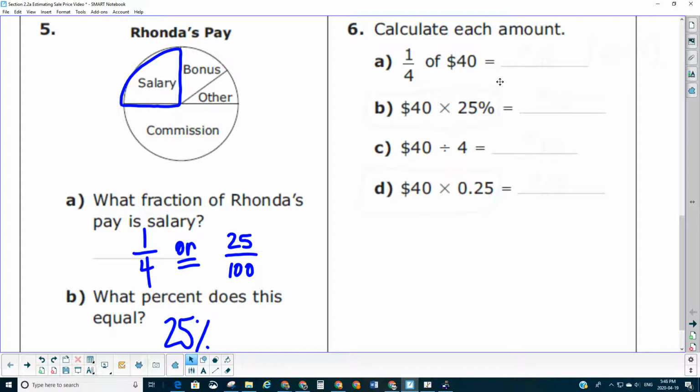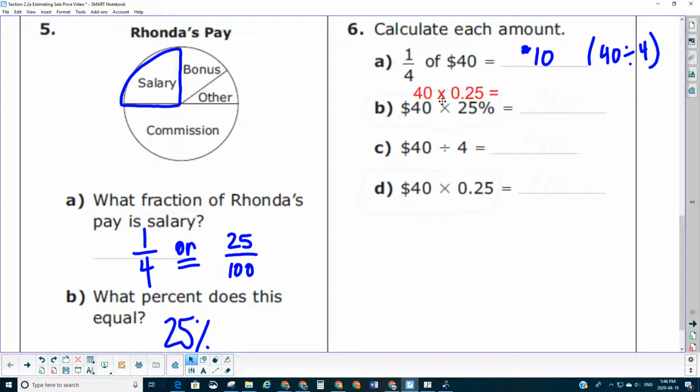All right, finally over here at number 6, 1/4 of $40. So you can imagine $40. If I had that in $10 bills, I'd have 1, 2, 3, 4 of them laid out. And 1/4 of that would be one $10 bill. Or you can imagine it as 40 divided by 4 and get $10. A quarter of 40 is $10. Here we've got the $40 times 25%.